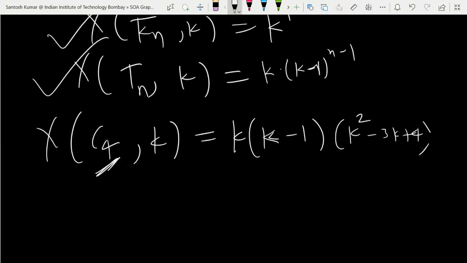Okay, C4 has 4 vertices. So you will get a polynomial of degree 4. You can see here this is a polynomial of degree 4. So I will derive this, how it came. I will try this in today's class.